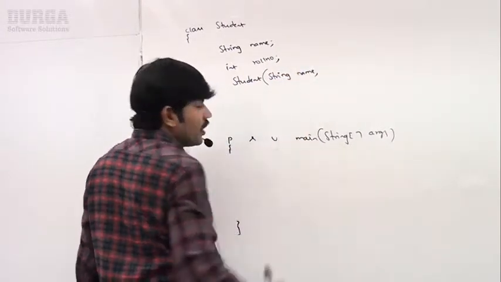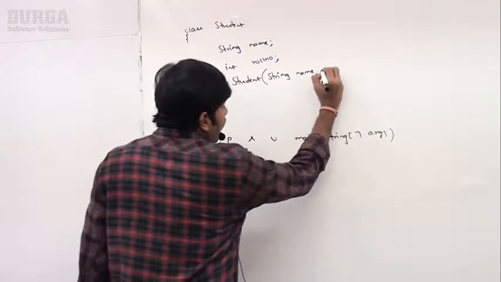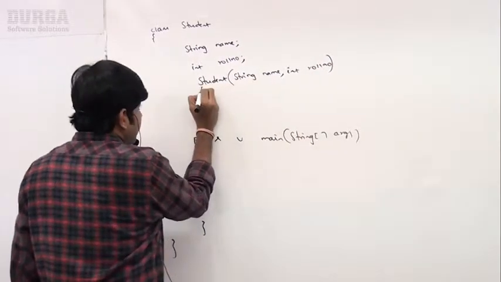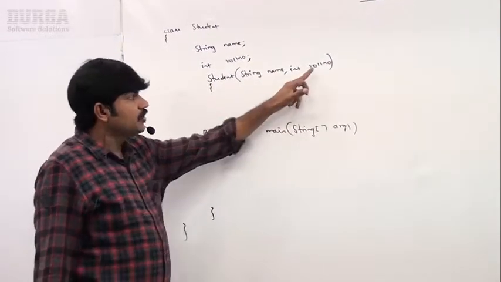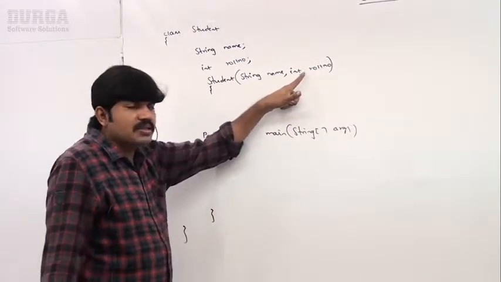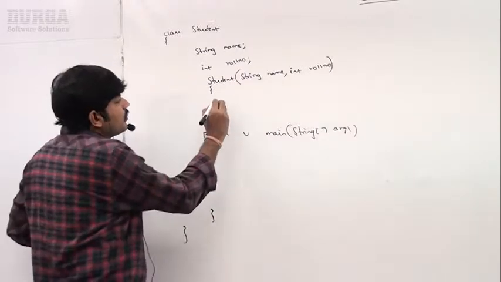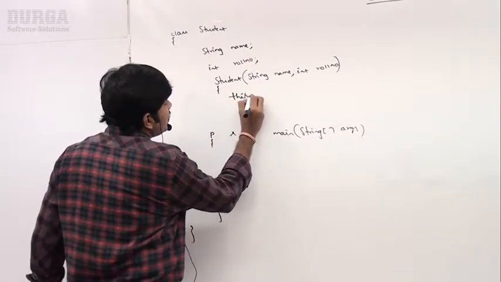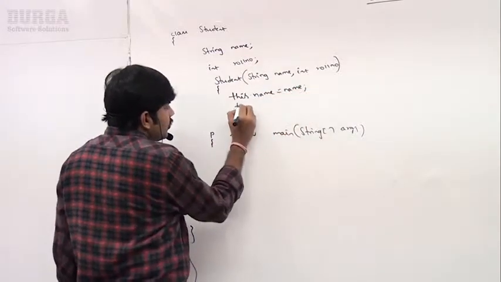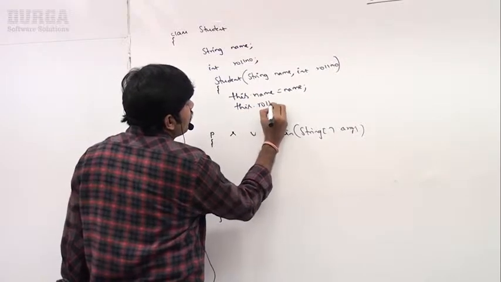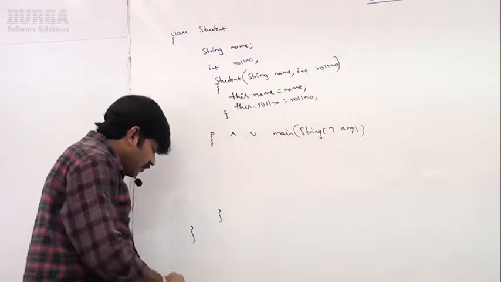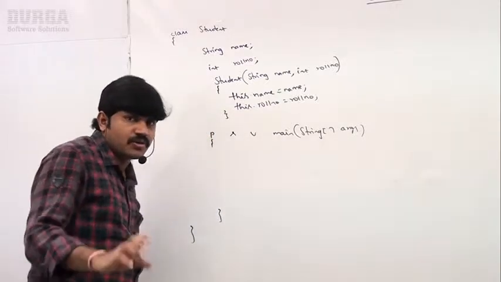Now String name, comma, int roll number, like this I'm taking, sir. String name, comma, int roll number. The person who is creating an object is going to pass this name and roll number. Now this dot name is equal to name, this dot roll number is equal to roll number. Are you getting? This dot name is equal to name, this dot roll number is equal to roll number.